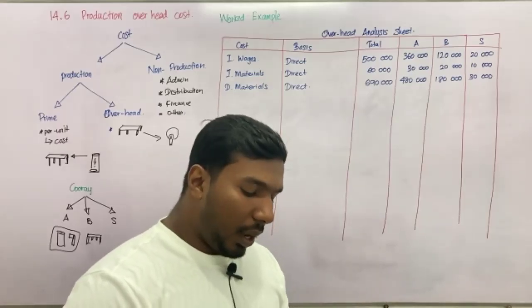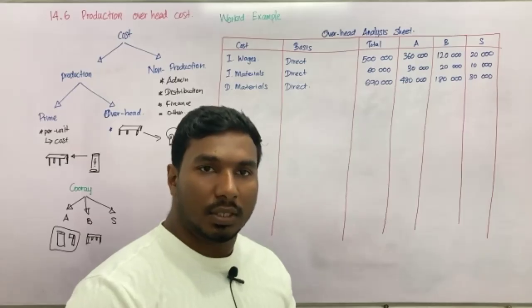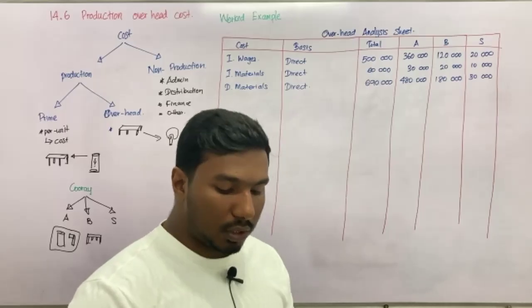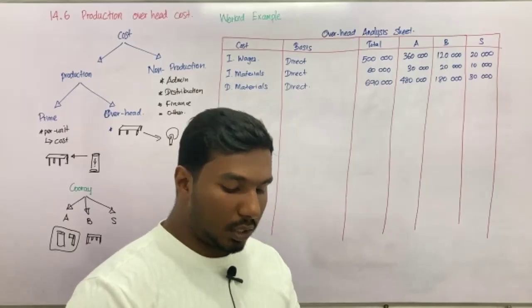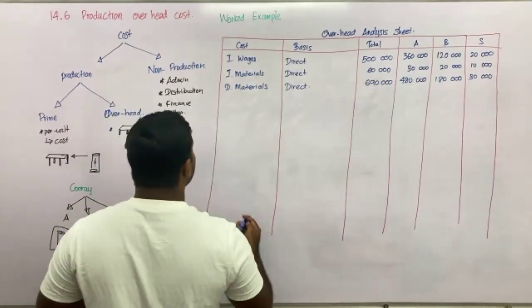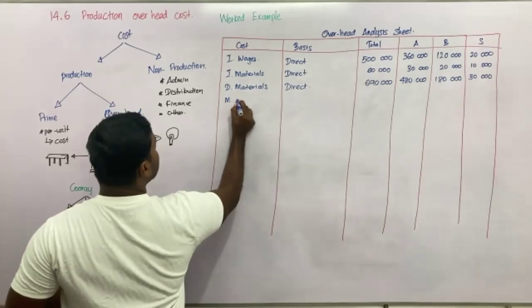Continue. Other overheads. There are some other overheads given under the table. See, machine depreciation 400,000, employee expenses 200,000, rent 300,000. The first one is machine depreciation.